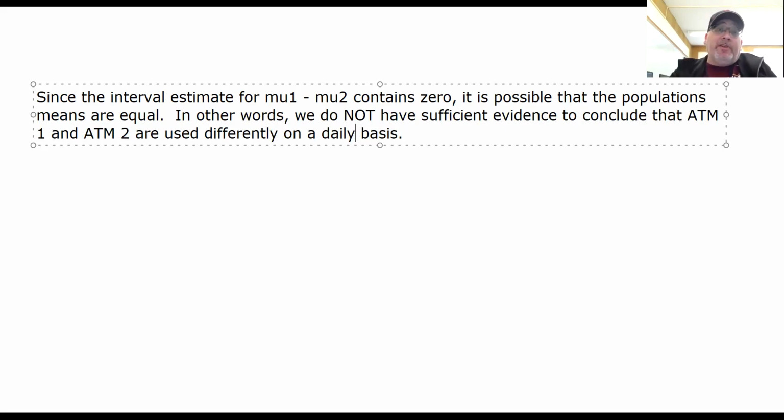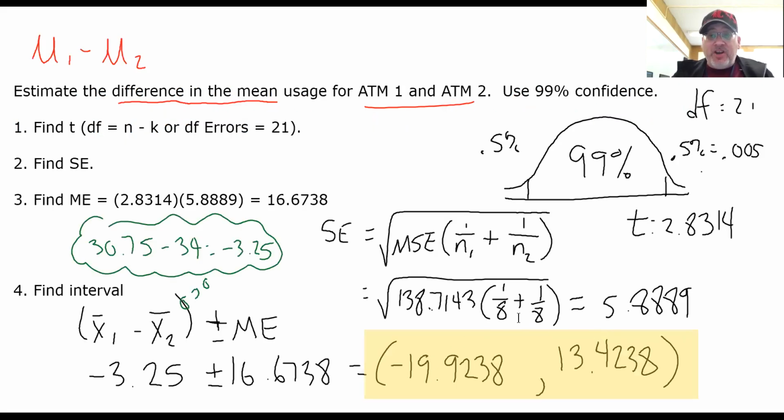Had the interval been completely negative, starting negative and ending negative, then we would be confident that this difference is negative, which means we would be confident that the second mu was greater than the first mu. But if the interval had been completely positive, then we'd be confident that that difference is positive, so we would be confident that the first mu was greater than the second mu. All right. So that's estimating the difference in two population means post-ANOVA style.